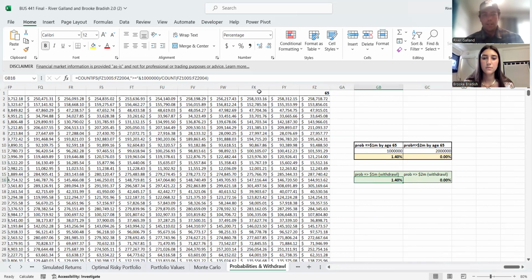And then right here, the probability of having at least $1 million in your portfolio with the withdrawal is around the same percent, so it doesn't make that much of a difference. And with the $2 million withdrawal as well, it's zero because we didn't get a $2 million portfolio value.